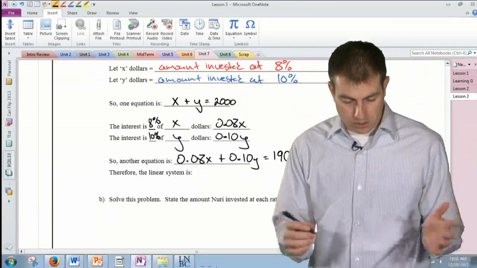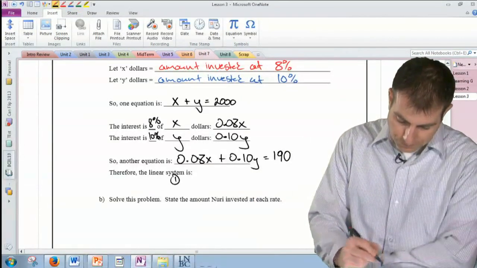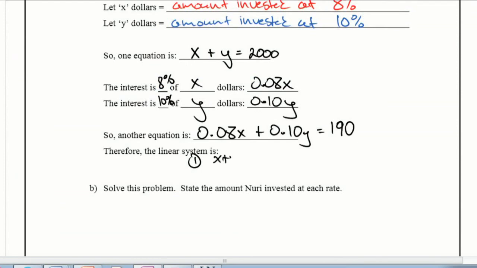Okay, so we have a linear system. We have our first equation, which is x plus y is 2,000. And then we have our second equation, which is 0.08x plus 0.10y is 190.